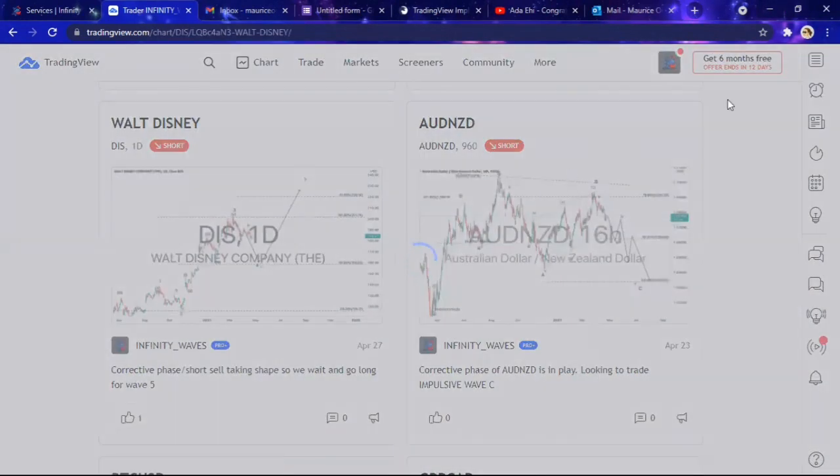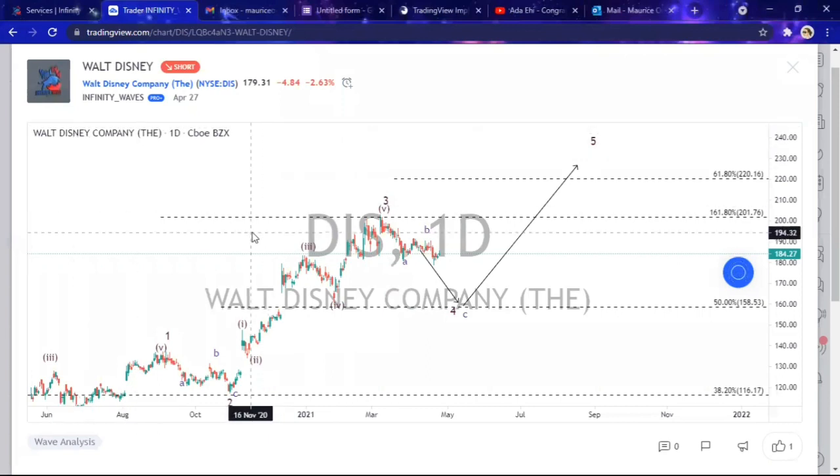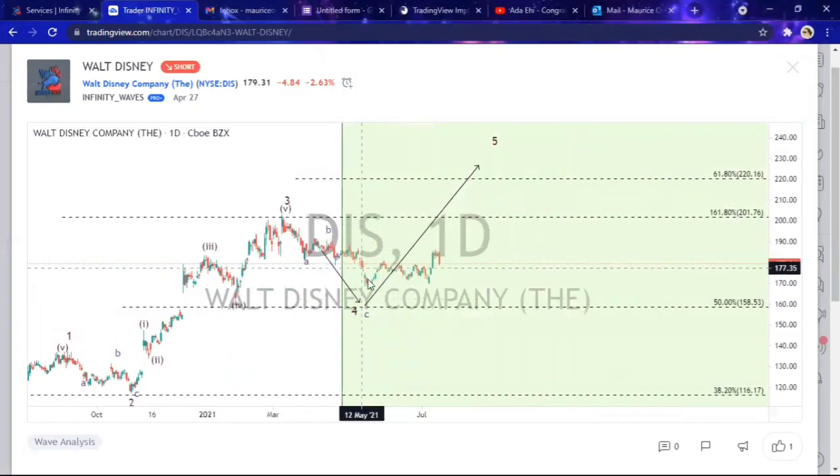So Disney, the stock that I was mentioning, here it is. This was April 27th. We were at this level. We're waiting for it to come down, then go up. So let's see how the market has been performing from April 27th. Clearly, the market is moving in our favor in our analysis, and now we're waiting for this move to go up. So for Disney, it can either come down here, then buy, or it can just slide down a bit, then buy. So we'll see how it will perform.